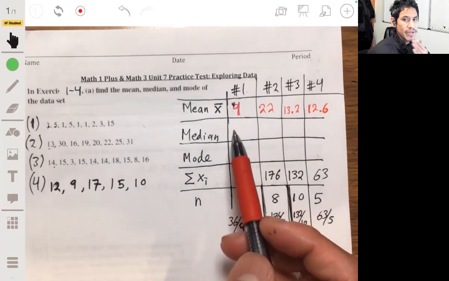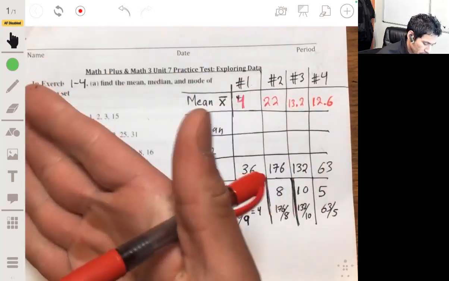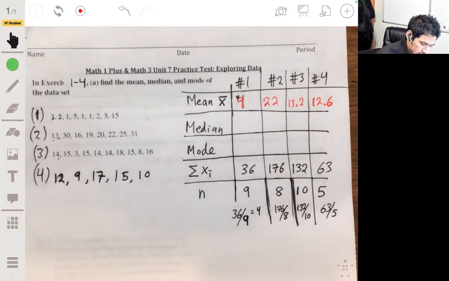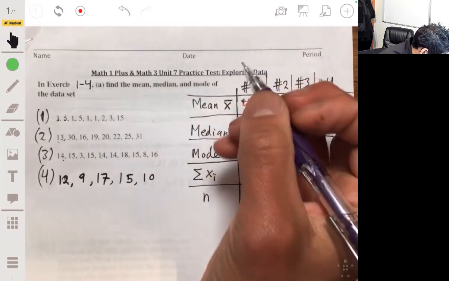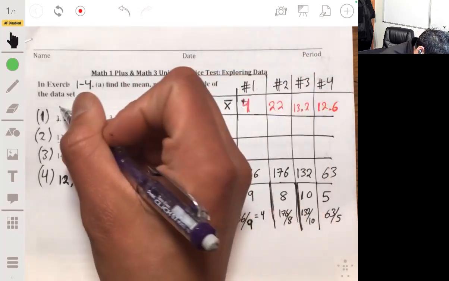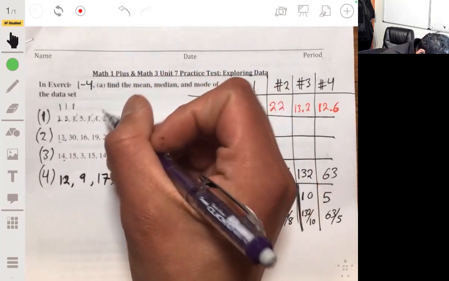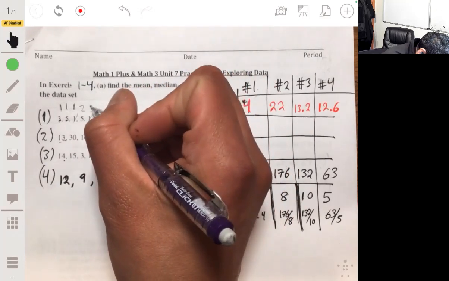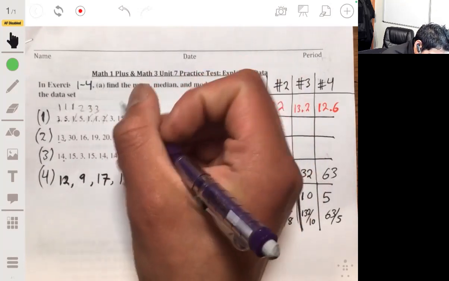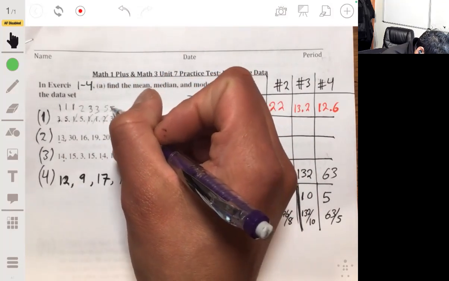Now the median is the value that's in the middle in terms of position. So they have to be in order, think of it like a race, like the ranking. So let's rearrange them in order. For the first data set, we put the ones first. So we're going to go 1, 1, 1, 1, 1, 1. And then we got a 2. You got 2 3s and 2 5s, then a 15.